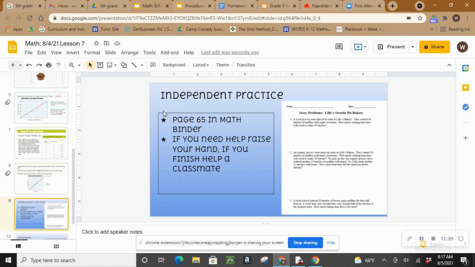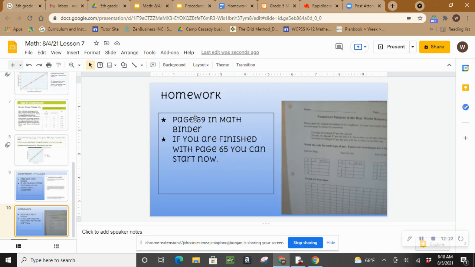Independent practice is on your own. Do page 65 in your math binder. If you need help, raise your hand, and if you finish, you can help a classmate out. Or if you finish, you can work on your homework. All right. Any questions throughout the math, just raise your hand and I will come around to you. All right. Work hard.